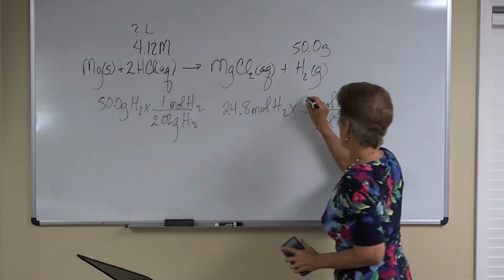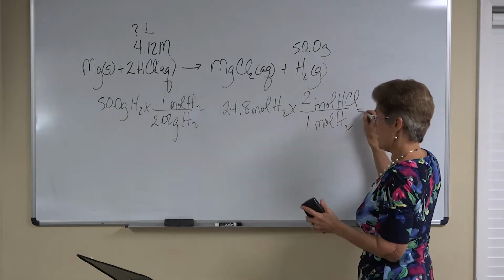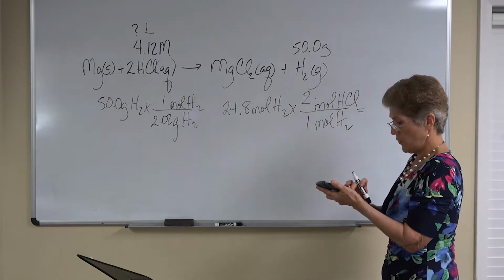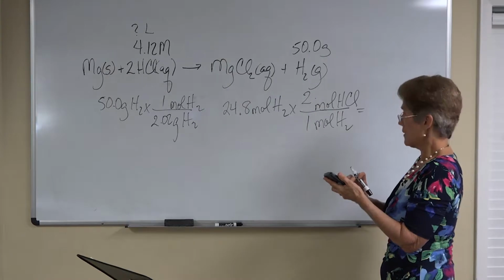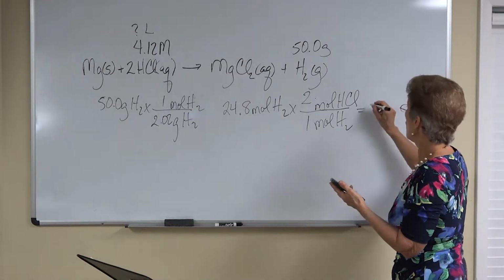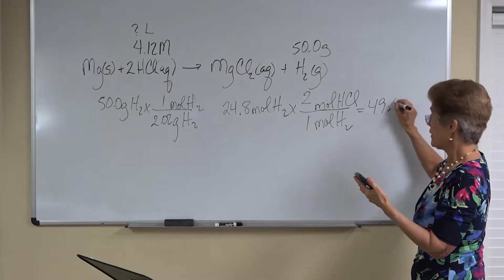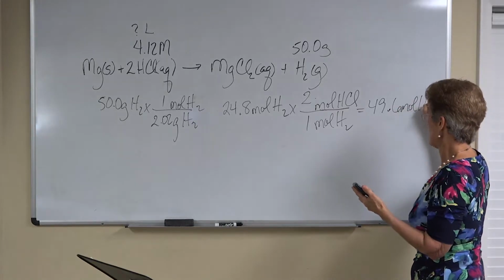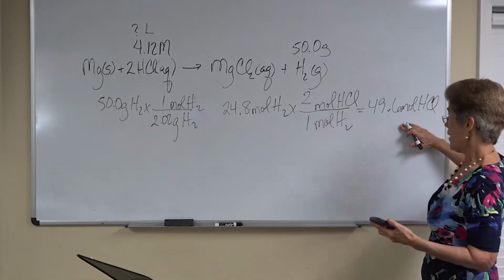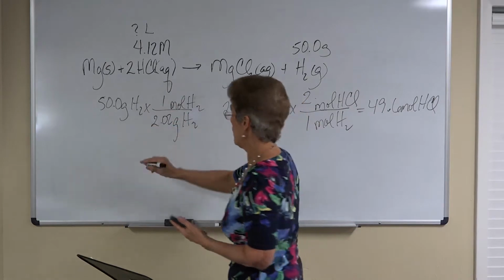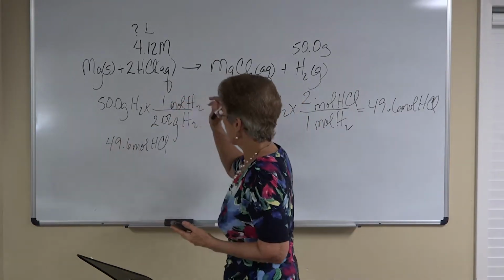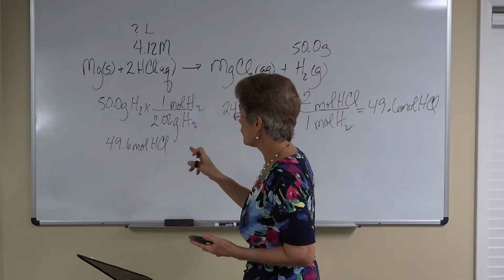I have a 2 in front of this. I have a 1 in front of that, the invisible 1. So 24.8 times 2 equals 49.6 moles of HCl. Okay, so now I have the moles of HCl. I'm going to bring that back over here. And my question is, how many liters?